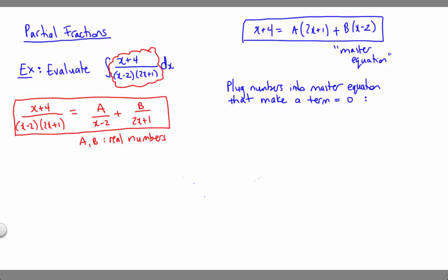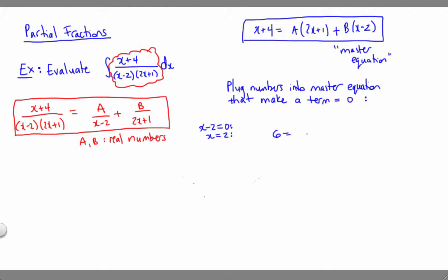We're going to plug numbers into the master equation that make a term equal to 0. So let's try to understand what that's saying. We'll look at the right side of the master equation, and let's try to make one of these terms equal to 0. Let's start with making the x minus 2 equal to 0. What x value is going to make that happen? Well, that would mean x equals 2. So let's plug x equals 2 into our master equation and see what happens.